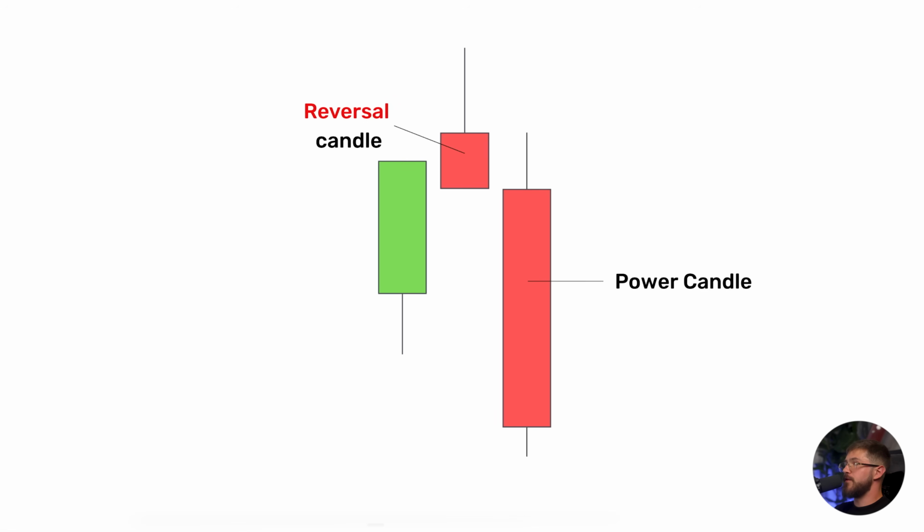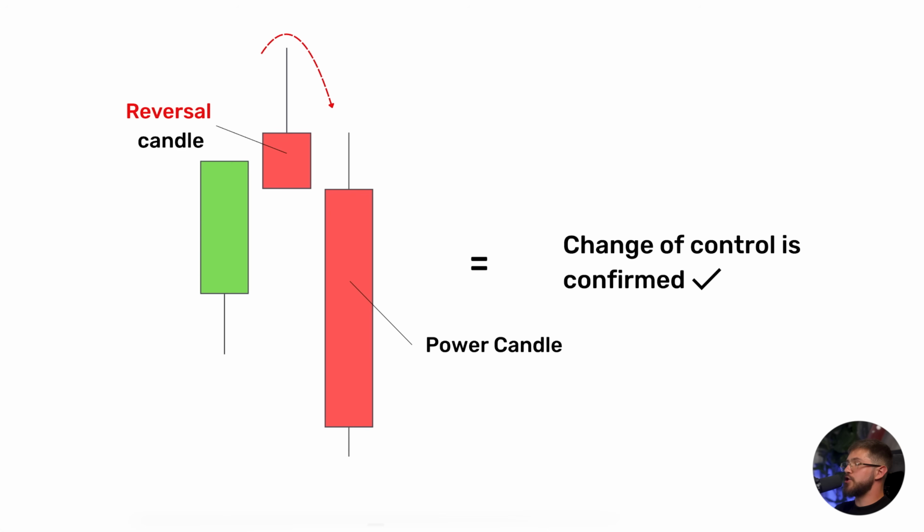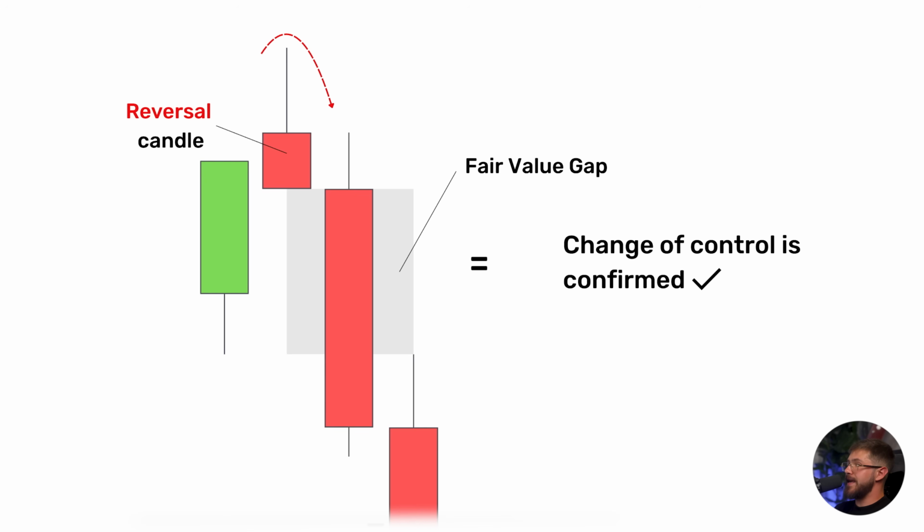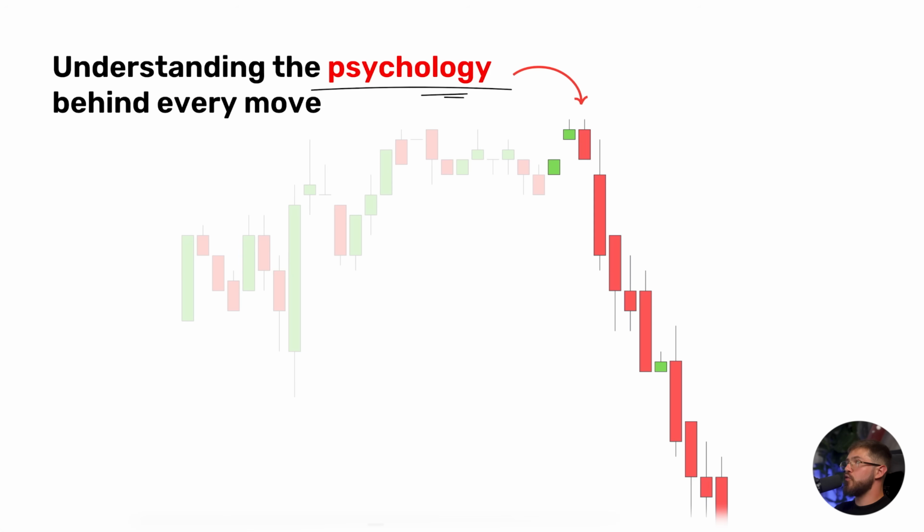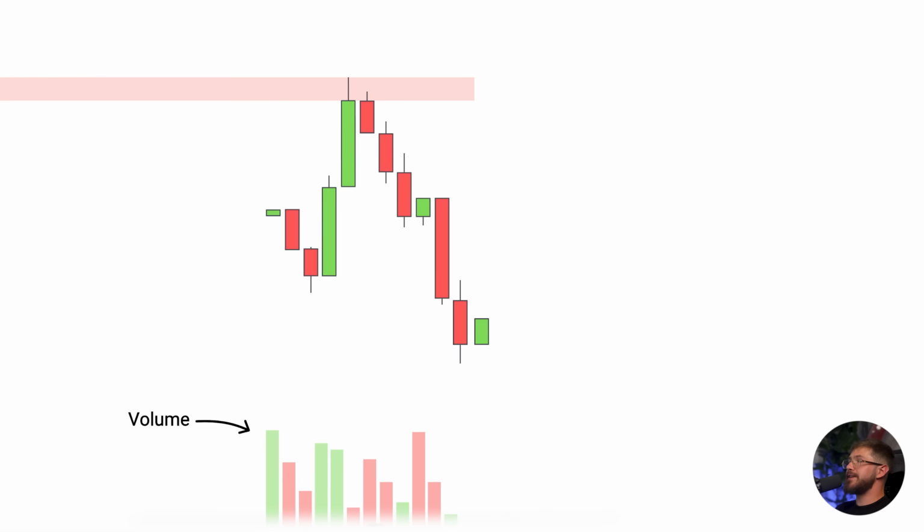Reversal candles followed by a power candle means that a change of control is confirmed. And fair value gaps make it even more powerful. Now you're reading the market like a story, understanding the psychology behind every move and making decisions based on what's actually happening rather than what a pattern name supposedly means. And when you start seeing these combinations at key levels, that is when you get the kind of setups that can easily turn you into a profitable trader.